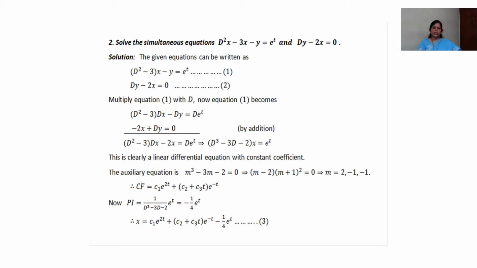So we have here 3 roots, because after the simplification we are getting a cubic equation. That's why we have 3 m values. m1 is 2, m2 is minus 1, m3 is also minus 1. So here, based on case 1 and case 2, we are writing the complementary function. The complementary function is equal to C1 into e to the power 2t plus (C2 plus C3 t) into e to the power minus t.